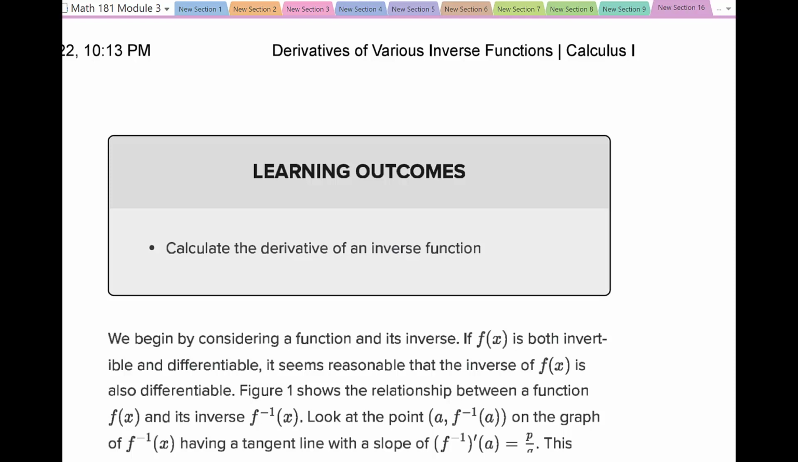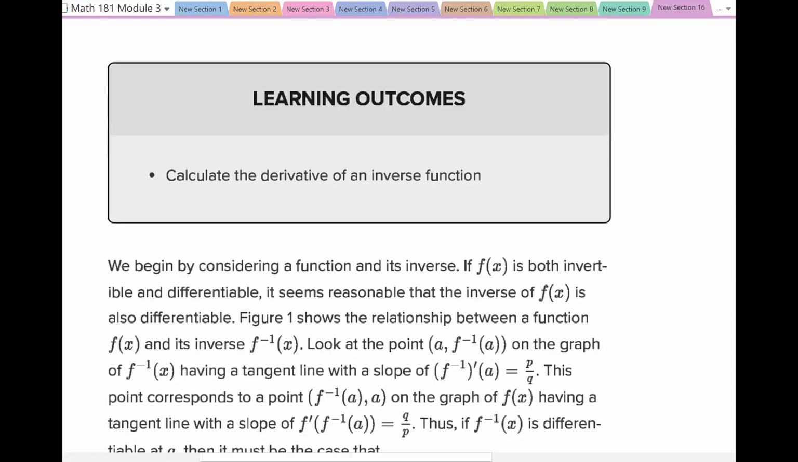Hello, in this section we're going to be learning about derivatives of inverse functions, and so we're going to start this off with talking about calculating the derivative of an inverse function, and then we're going to relate it over to the next part into trig functions. It's pretty interesting. So our learning outcome: calculate the derivative of an inverse function.